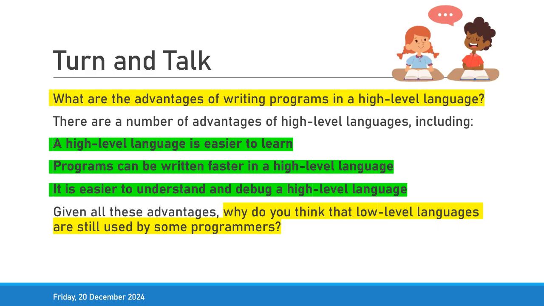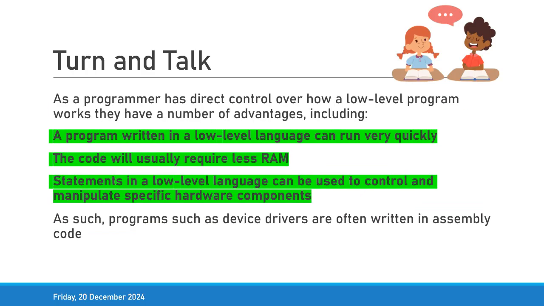Why do you think that low level language is still used by some programmers? Well, number one, programs written in a low level language can run very quickly because there's less need for translation. The code will usually require less RAM because, again, less need for translation. Statements in a low level language can be used to control and manipulate specific hardware components too. So if you want to speak to your hardware directly, you need to be writing in assembly language or machine code itself.